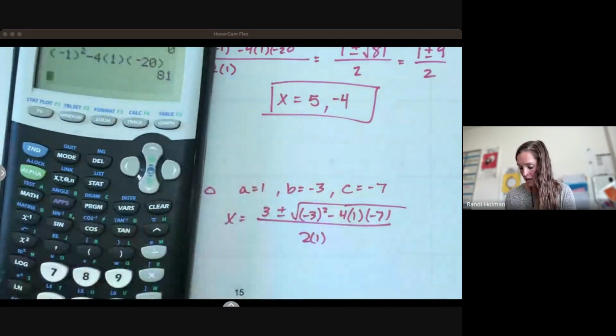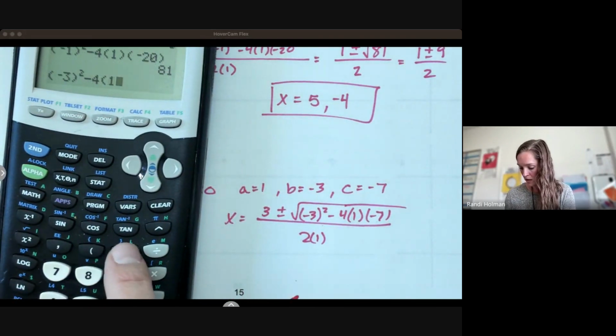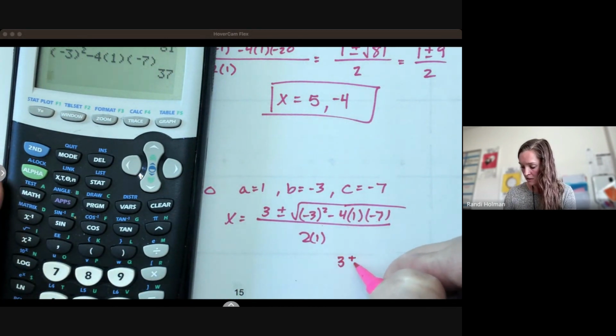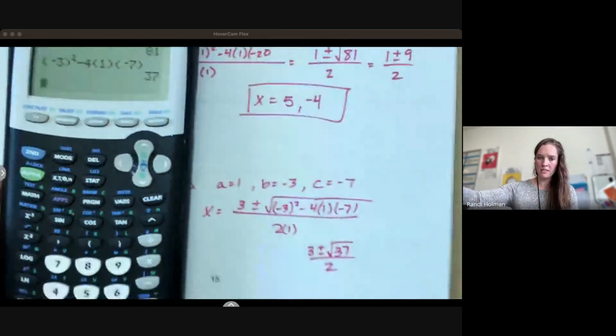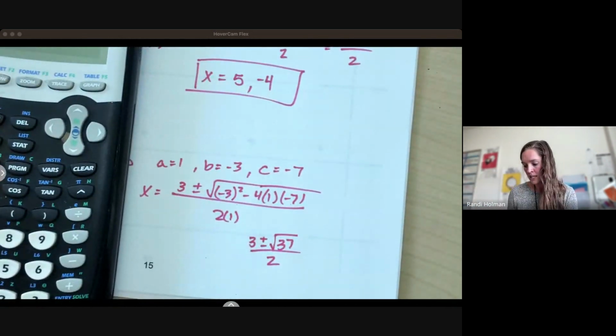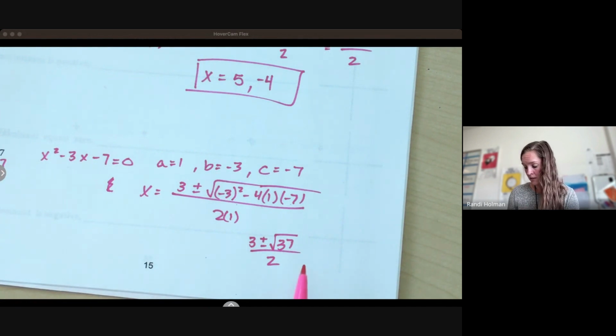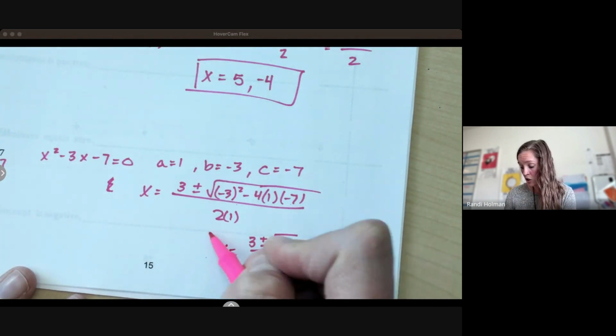Okay, I'm going to just put that in my calculator. -3 squared minus 4 times 1 times -7. We get 37. So 3 plus or minus the square root of 37 over 2. Okay, 37 is not a perfect square. Does it have any perfect square factors? Let's see, 37 might be prime. Divided by 3, 5, 7, 9, 11, 13, 15. Yeah, 37 is prime. So we're just going to leave it right there. And that is our 2 answers.